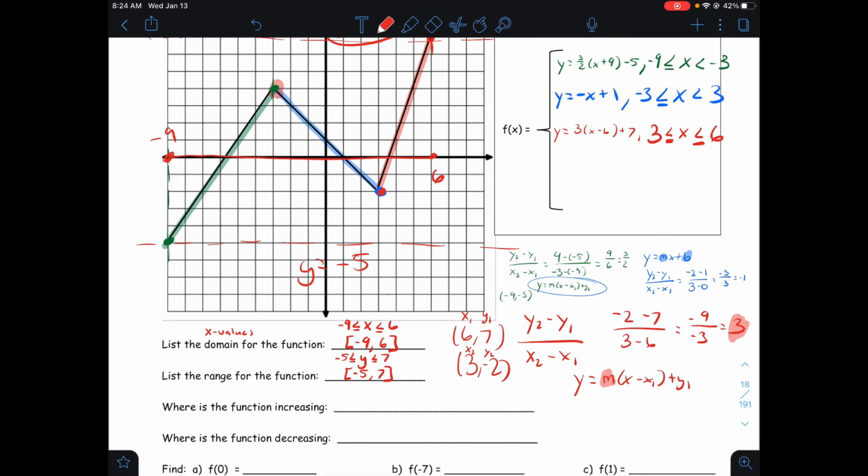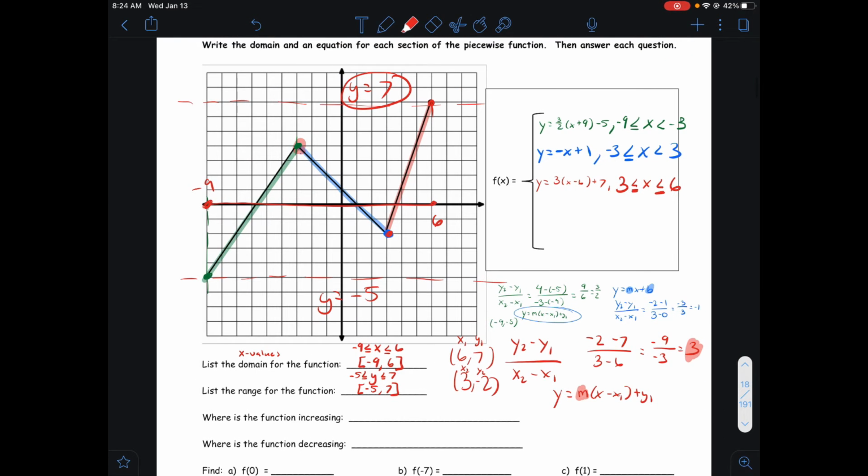Now it says, where is the function increasing? I like this question. So increasing is where the function's going up. If you're talking about lines specifically, it's just going to be where you have a positive slope. So the function is going to be increasing with this guy and with this guy. Do you see how they're both going up? The reason the middle guy is not increasing is because he's going down.